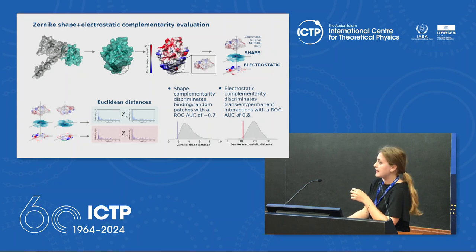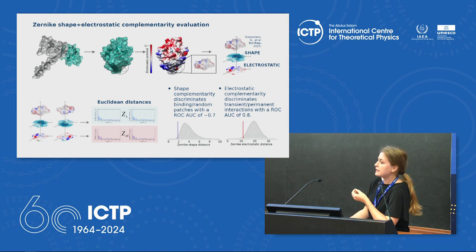So then we can take a portion of this new surface and project it to obtain two matrices: the one I was telling you before with the shape projection, and one matrix in which each pixel is associated with the electrostatic potential values of the points projected inside of that pixel. And as before, we can describe this matrix with a Zernike vector. And again, small Euclidean distances between vectors correspond to a high complementarity.